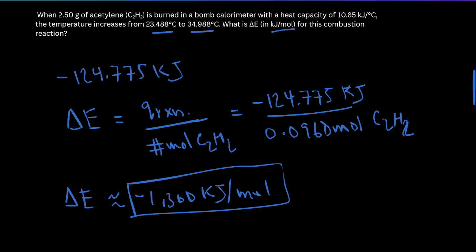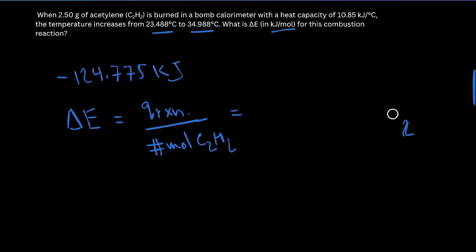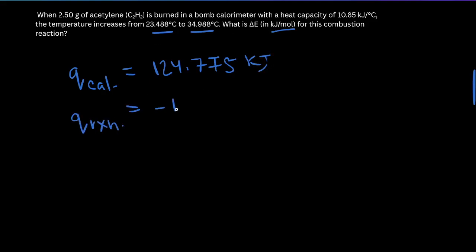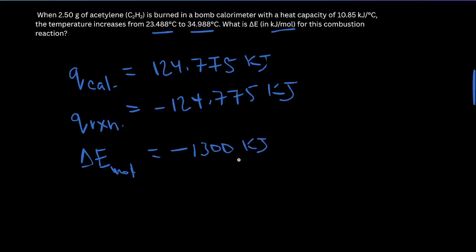And so now just some final recaps of our answers. Well, we see that the heat that is absorbed by the calorimeter, well, that is going to be positive 124.775. It's important that you keep everything clear in your head as to what is going to be positive, what is going to be negative, what each value represents. And so our heat absorbed by the calorimeter is 124.775 kilojoules. Our heat of reaction, well, that is just negative 124.775 kilojoules. And the energy change per mole of C2H2 is going to be negative 1300 kilojoules per mole.